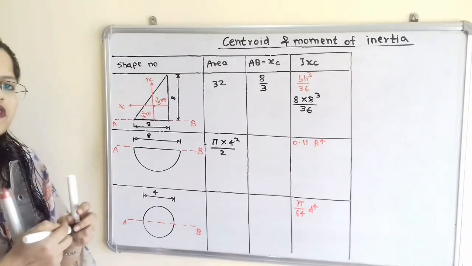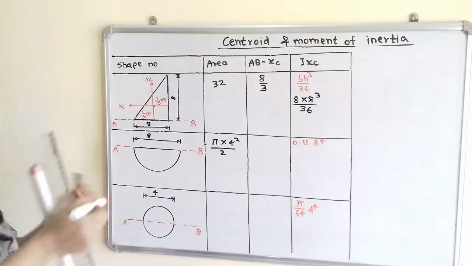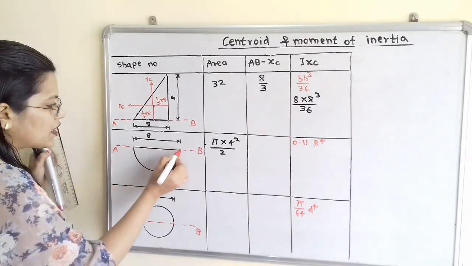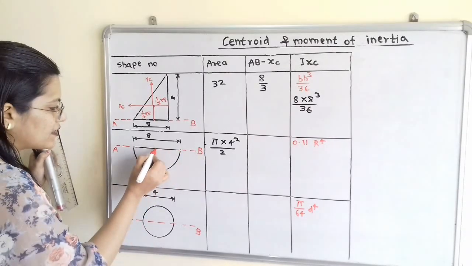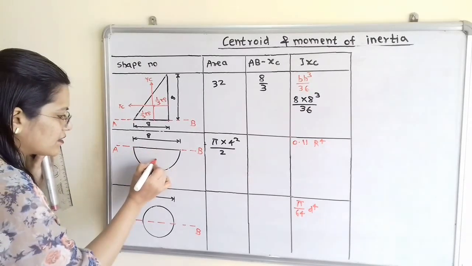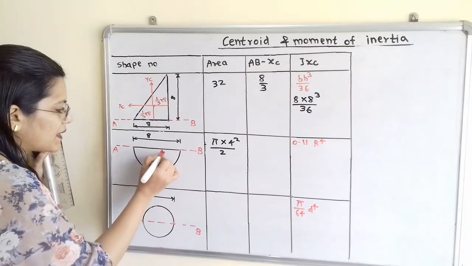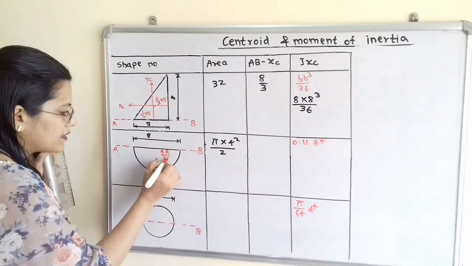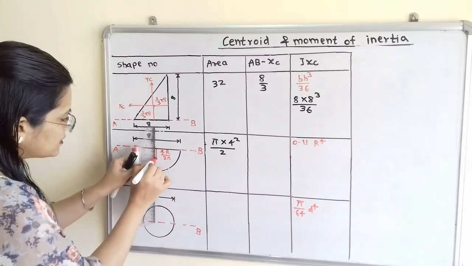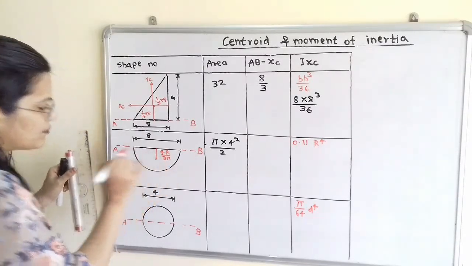Now we will show centroid. So for that we have to select the middle point of this base. So for this total length 8, we have to select a point at 4. Now centroid is at a distance of 4r by 3 pi. So here is the centroid. So this vertical distance is equal to 4r by 3 pi.